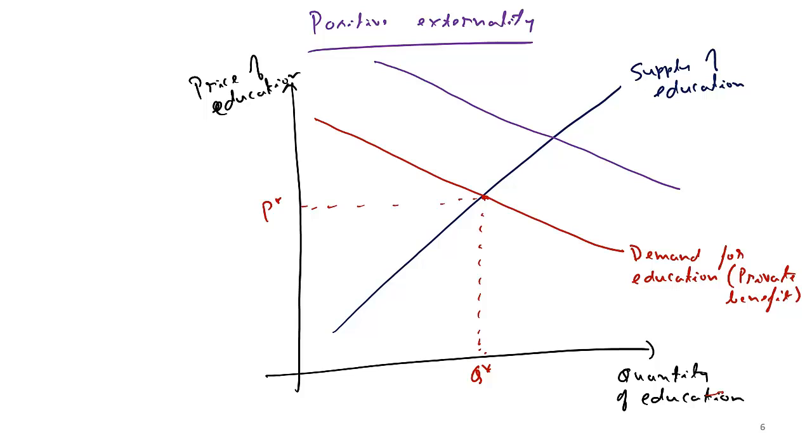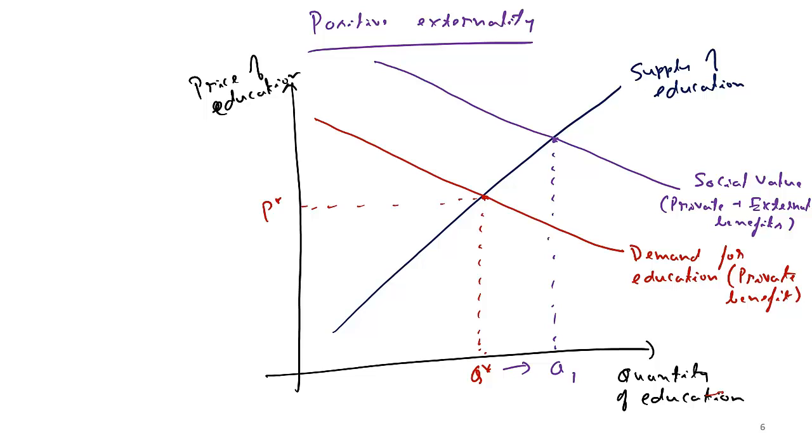This is the social value, which includes private plus external benefits. So in this society, we are demanding to produce Q1 amount of education. That means the society is demanding higher education.